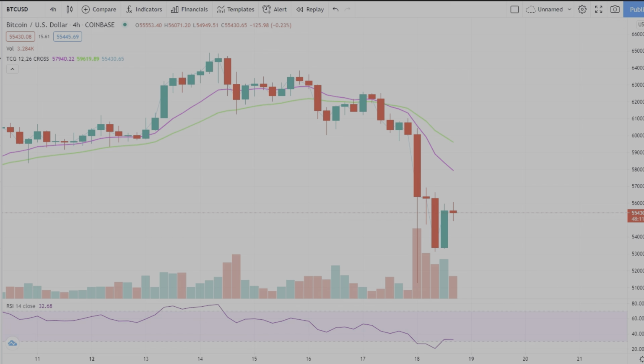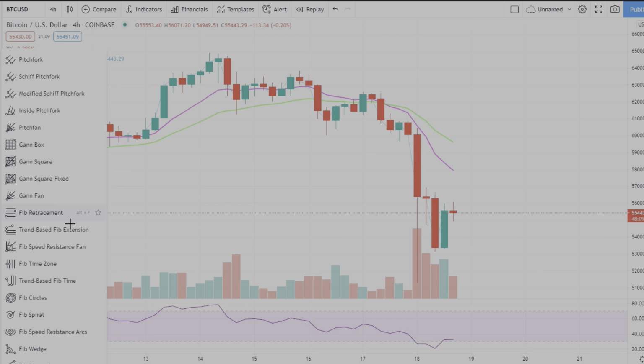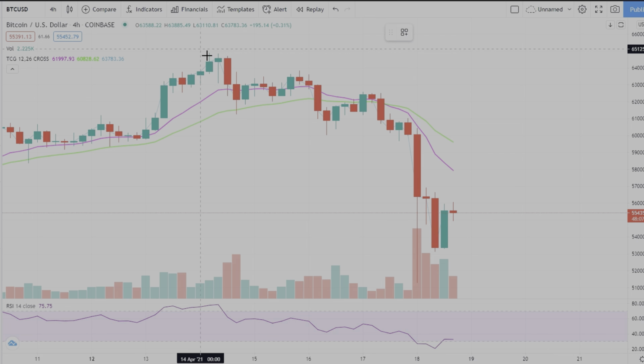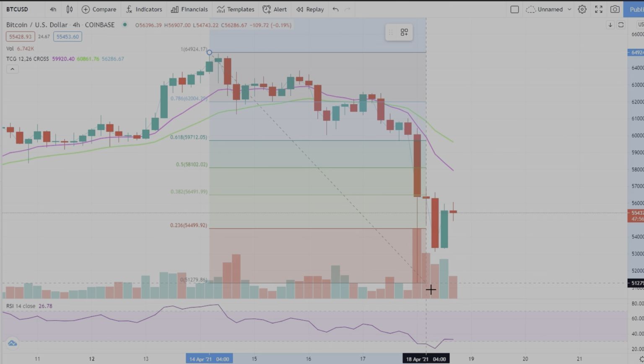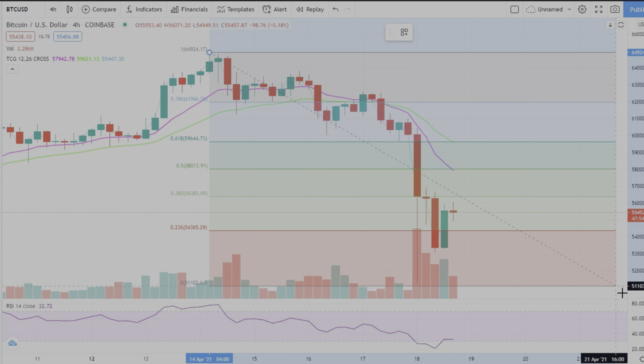We're just going to go in here, fib retrace. Now, if you're charting a downward trend like this, you're going to start at the top and go to the bottom. If you were doing an upward trend, you would do it the exact opposite. So you want to get to the very bottom here. You see this little bottom candlestick, and we're going to just cover that up.